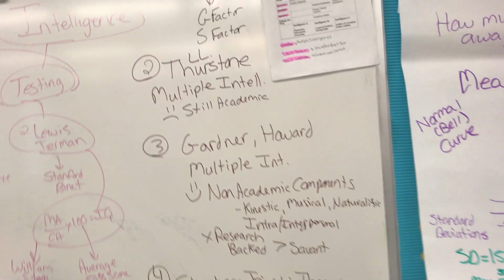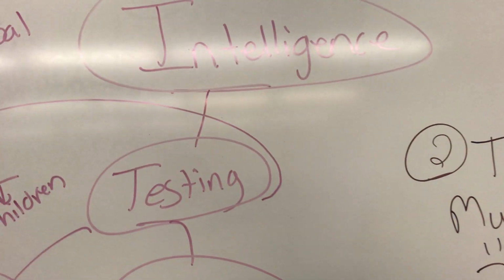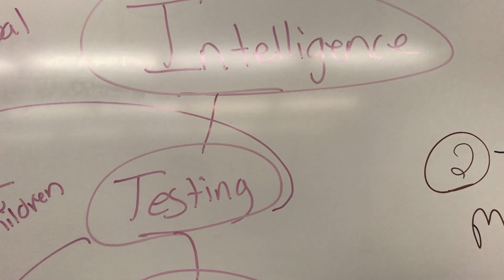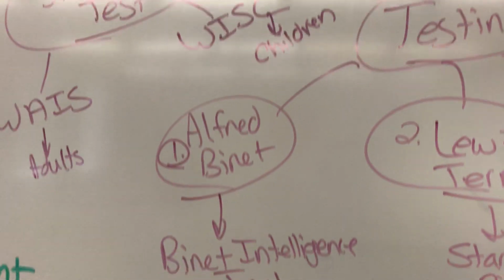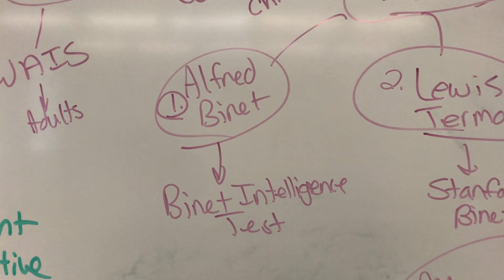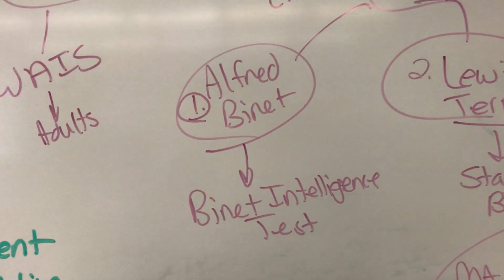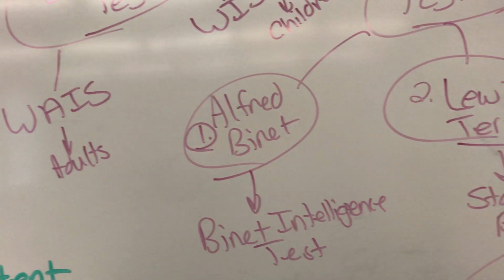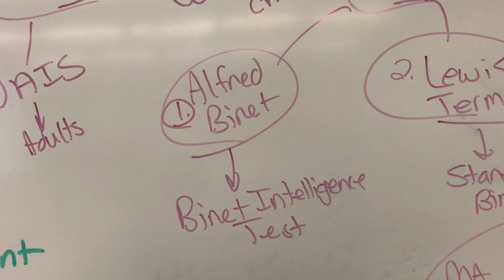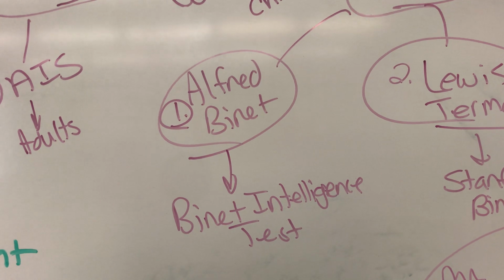Let's talk about when we actually start testing intelligence. So the first person to create an intelligence test is Alfred Binet. Alfred Binet created the Binet intelligence test. If you remember, the French government or Parisian government asked him to do so, which he wasn't too happy about, due to the fact that he knew that people would use the results to quantify how smart people are, which it really isn't effective.